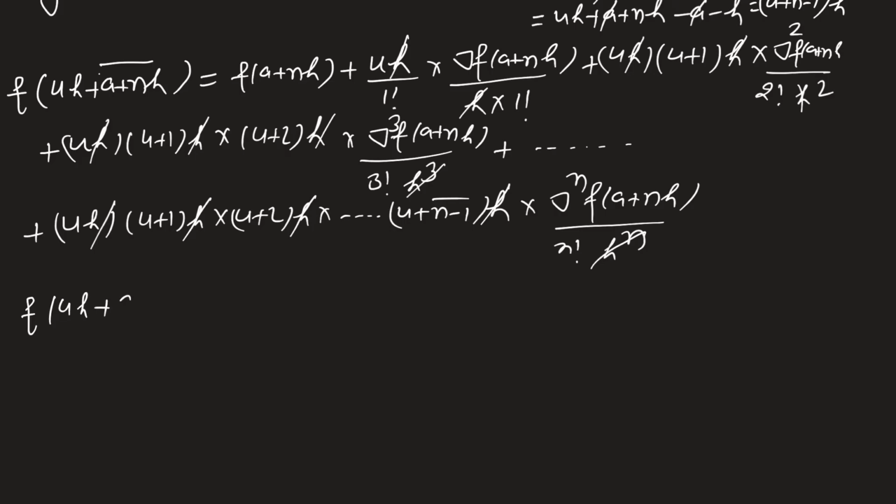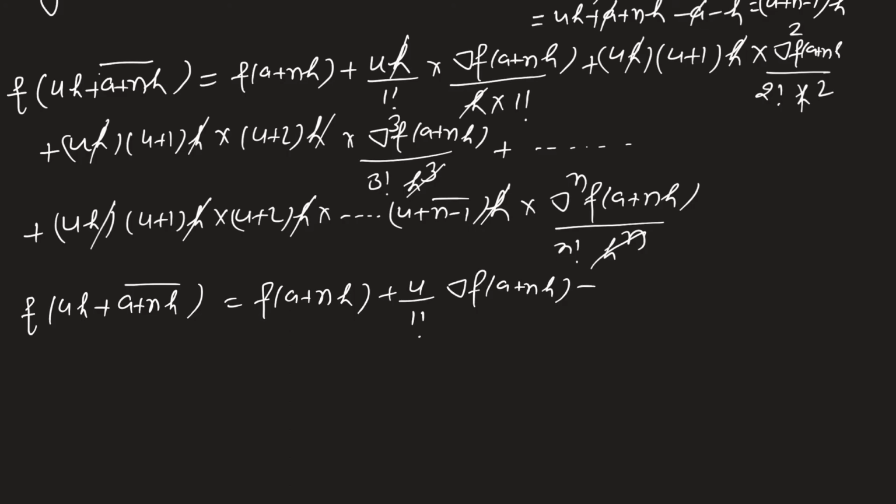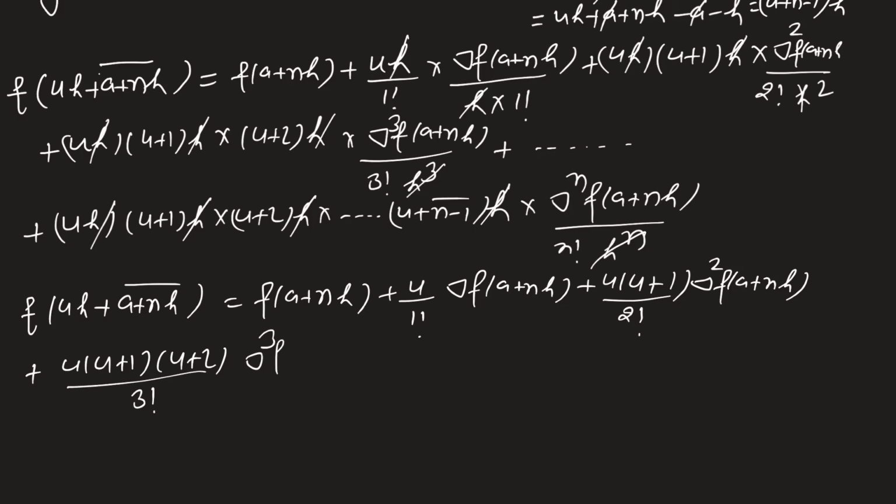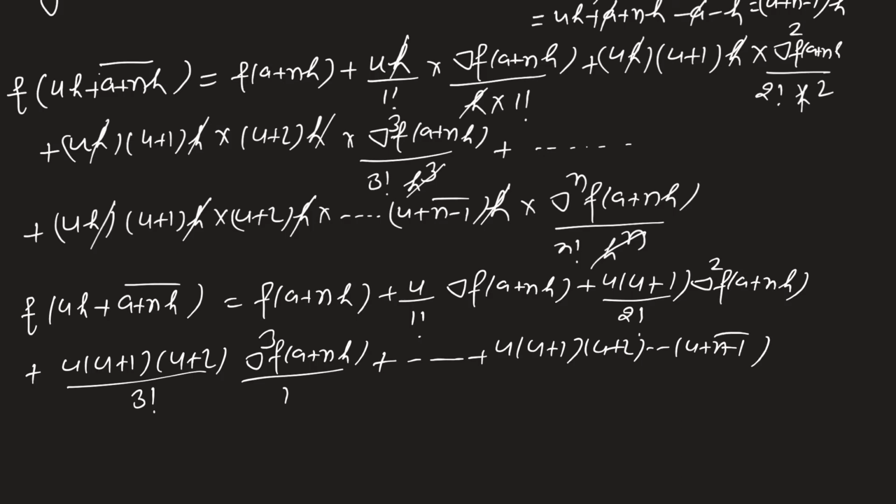f of u plus a plus nh is equal to f of a plus nh plus u by 1 factorial del of f of a plus nh plus u plus 1 by 2 factorial del square f of a plus nh plus u plus 1 u plus 2 divided by 3 factorial del cube f of a plus nh, up to u plus 1 u plus 2 up to u plus n minus 1 divided by n factorial into del n f of a plus nh by 1. Okay, there is nothing in the denominator, we have adjusted the n factorial over here.